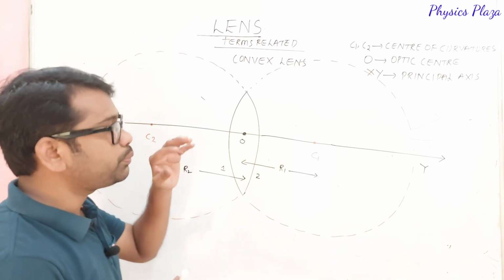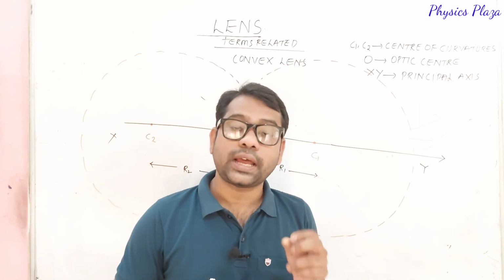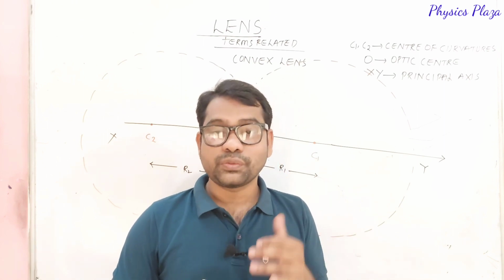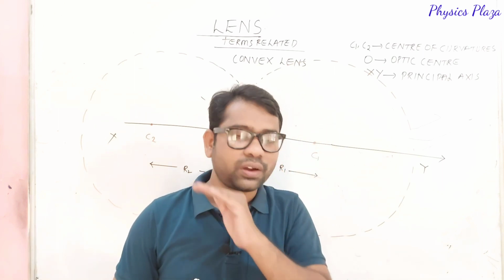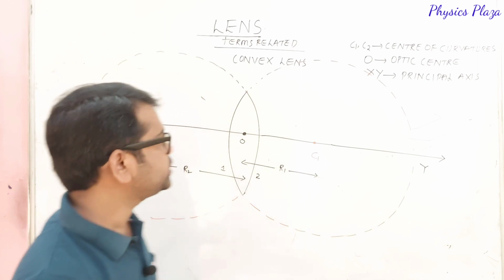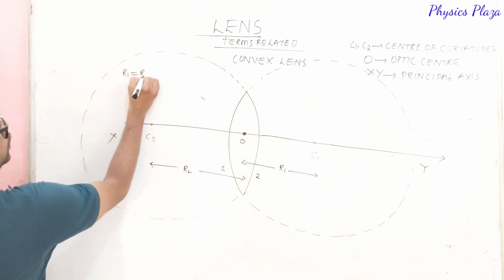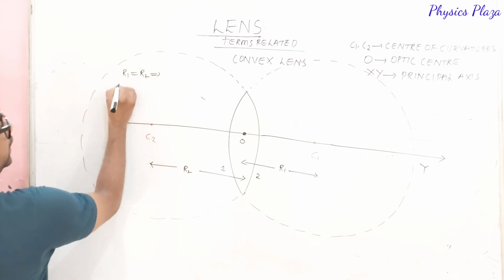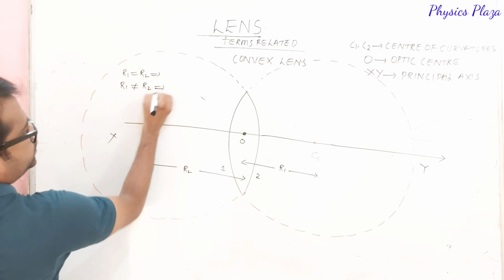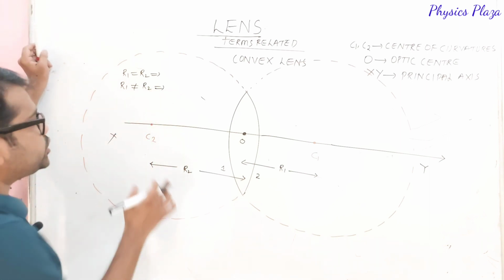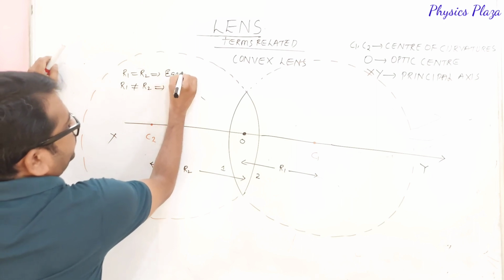Children, it is very important to understand the difference between equiconvex lens and biconvex lens. When we were discussing the classification of lens, there we wrote equiconvex lens and biconvex lens. But what makes the difference, children? R1 might be equal to R2, but it is not always. Sometimes R1 may not be equal to R2. The convex lens in which R1 is equal to R2 is called equiconvex.